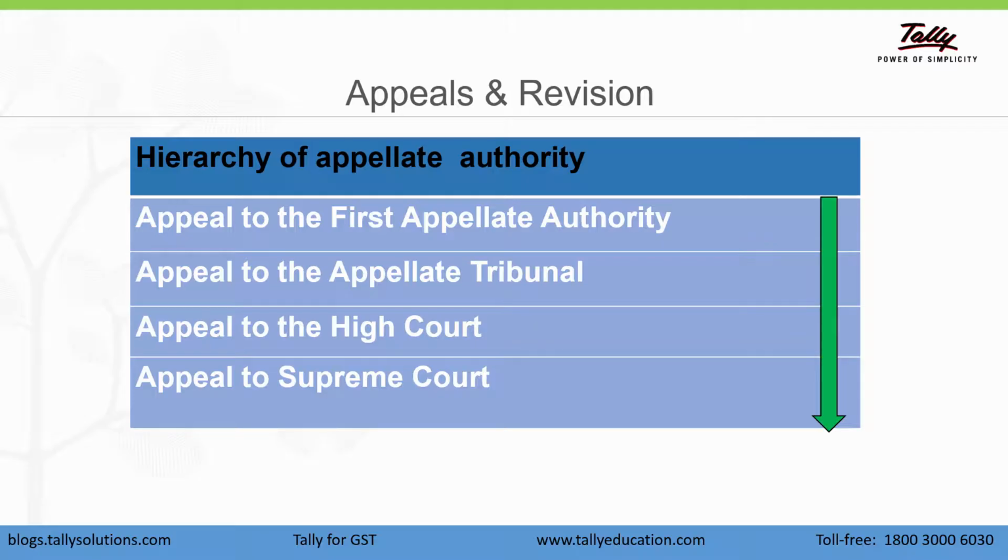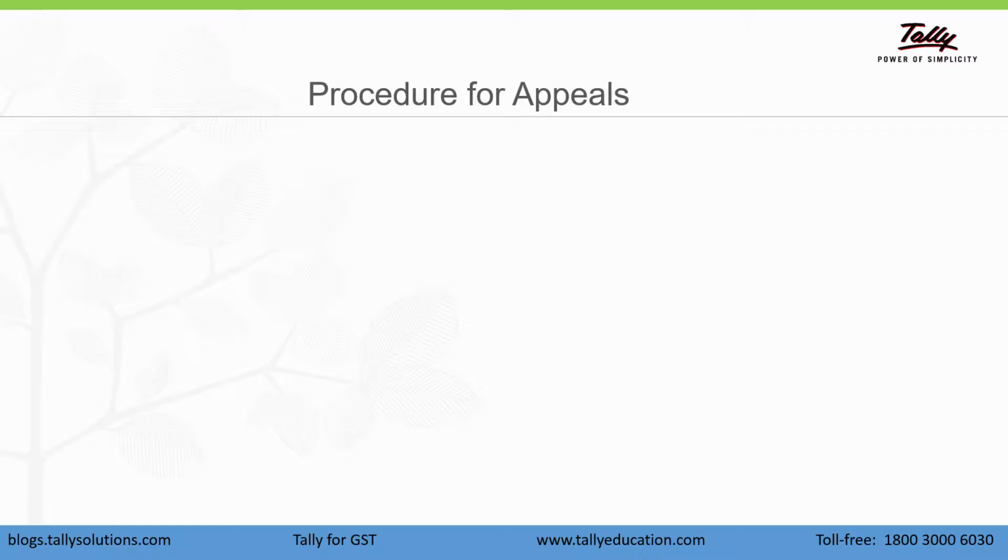First, the person can file an appeal to the first appellate authority. If not satisfied, the person can file an appeal to the appellate tribunal, then a high court, and finally the Supreme Court. As you can see, the highest authority is the Supreme Court and the lowest in the hierarchy is the first appellate authority. Let us now see the procedure for appeals.